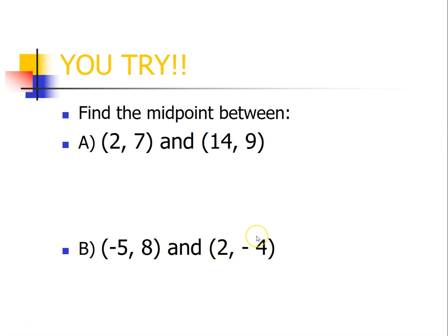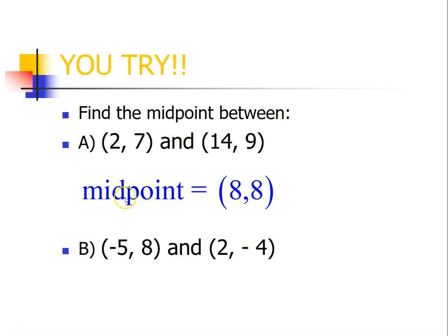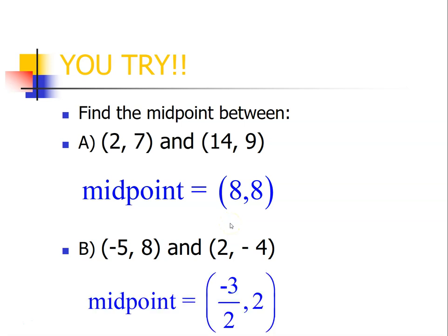So the result will be: the midpoint of A is (8, 8), and the midpoint of B is (-3/2, 2). Therefore, this one, which quadrant? Both are positive, so this one is in quadrant number 1. Quadrant number 1, so therefore the midpoint is positive.